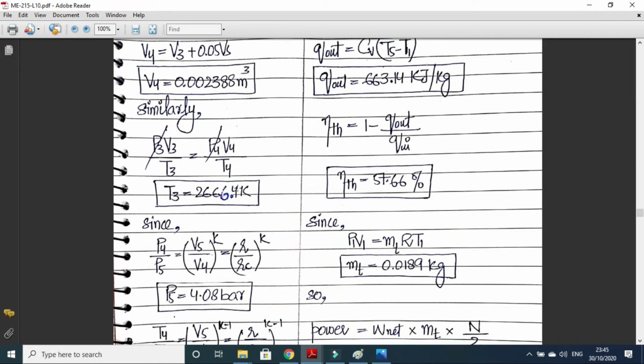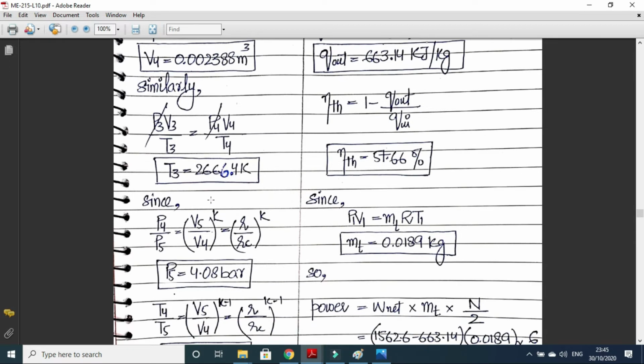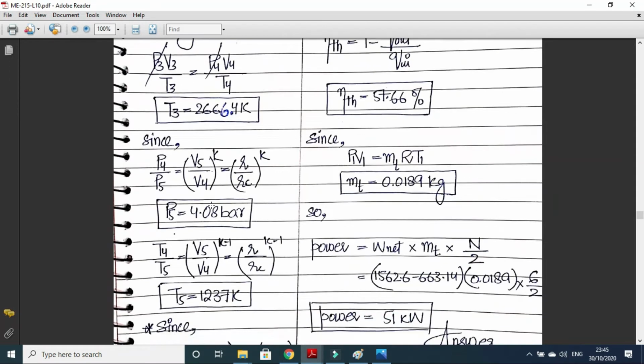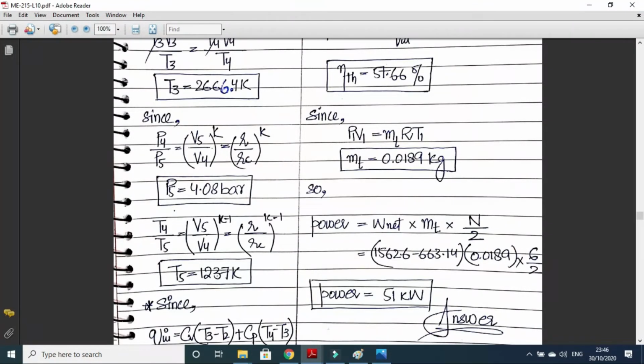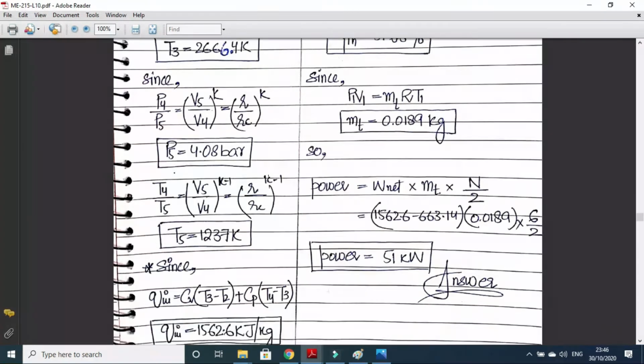Similarly, once V4 is known, we can use the ideal gas relation on process 3 to 4. P3 and P4 will be cancelled out. T4 is known, V4 and V3 are known, so T3 can be calculated. P5 and T5 can be calculated using the isentropic relation on process 4 to 5.